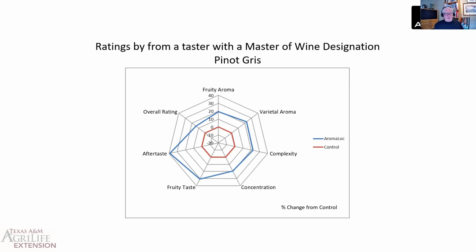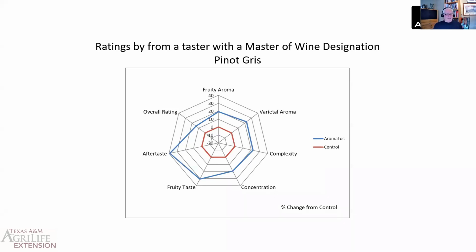So the control line is the red line on the graph, and that's just artificially set at 0. So anything that's better than 0 is outside that red line. Anything that's worse is inside the red line. Well, you see that all the points here were outside.